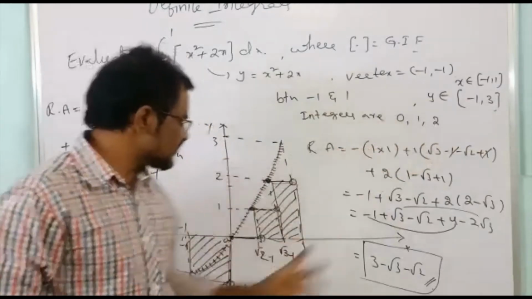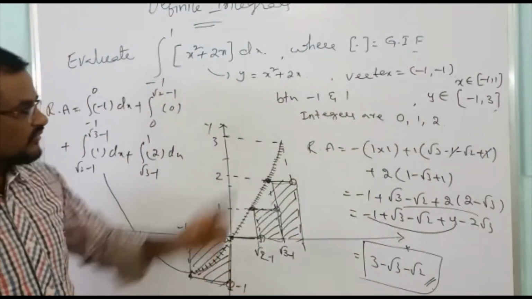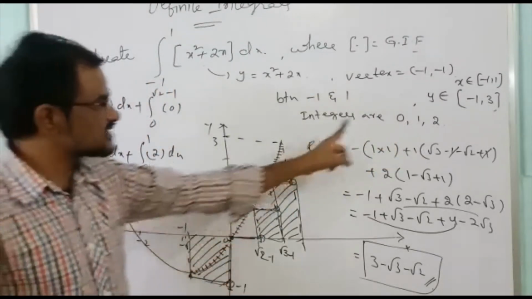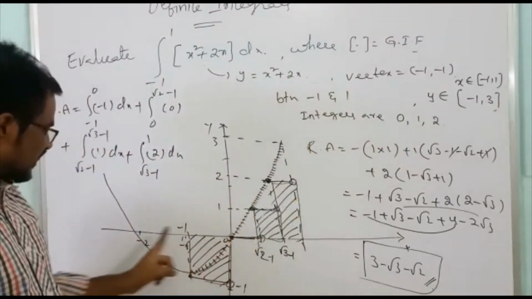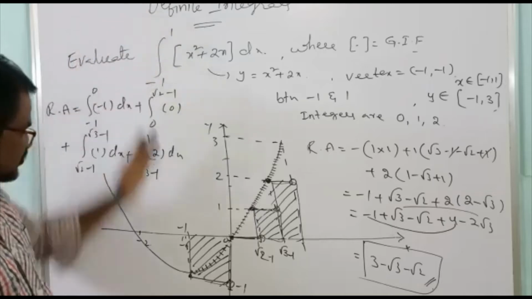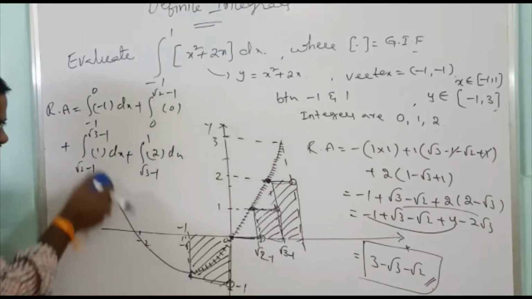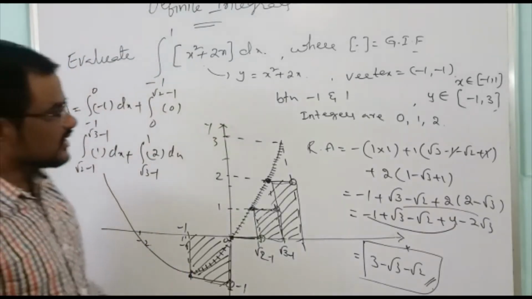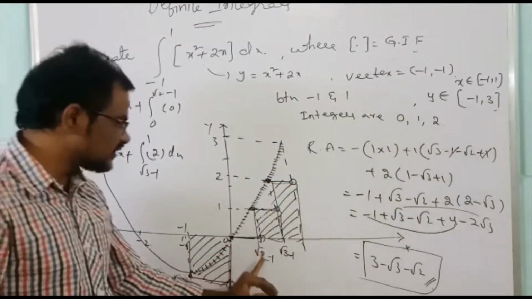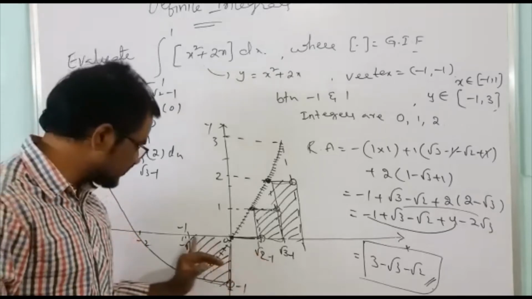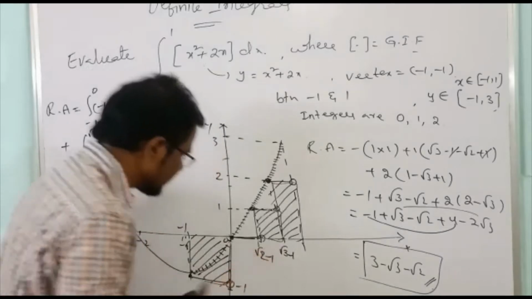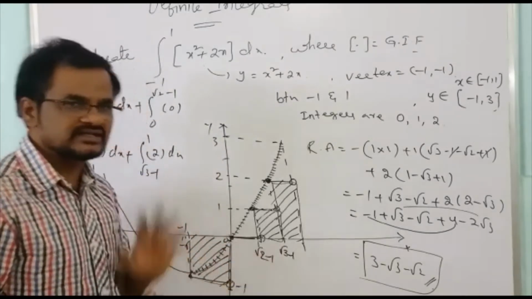For every integer we have to break the interval. Whenever y equals 0, we have to find the x value. When y equals 0, x is 0 and x is -2, but we have to find the integral value between -1 to 1, so there is no need to consider this curve. Next, whenever y equals 1, x is root 2 minus 1, because between -1 to 1, x is root 2 minus 1. So whenever y equals 1, x is root 2 minus 1.